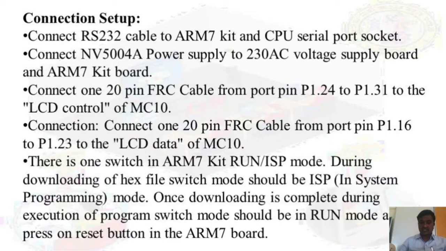And there is one switch in the ARM7 kit for run or ISP mode. During the downloading of the hex file, as I have already explained, we have to keep this switch in ISP mode. During the running or execution of the program, we have to change the switch into run mode, and then press the reset button. The display will be shown on the display module.